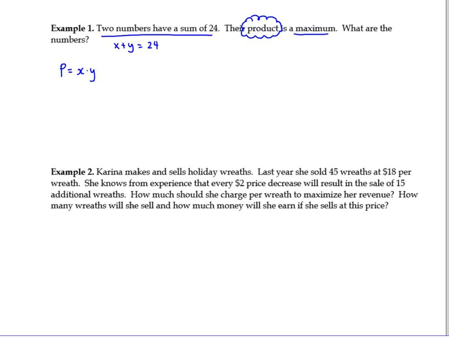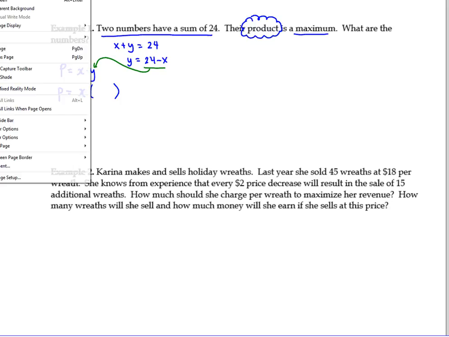Who do you want to get rid of, y or x? Y? Sure, let's get rid of y. So let's isolate y. Y equals what? 24 minus x. Subtract x to the other side. That's all we did. Move it over. So we do that so we can replace y. Y was equal to 24 minus x, so let's replace that.